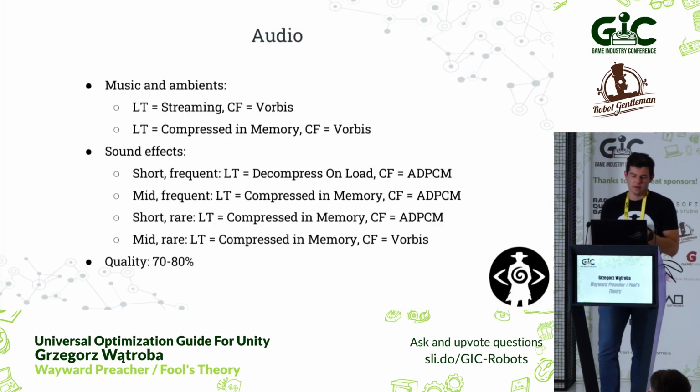Regarding the audio, Vorbis with streaming saves memory, CPU and loading from disk. When compressed in memory, we do not save the memory, of course. Decompress on load takes the biggest chunk of space, but least CPU occupancy. Most of the time, quality set in a range between 70 and 80% is barely noticed, so this also might save some space.